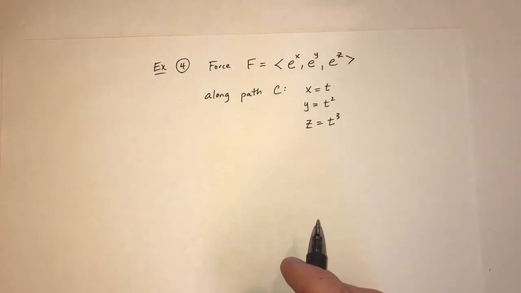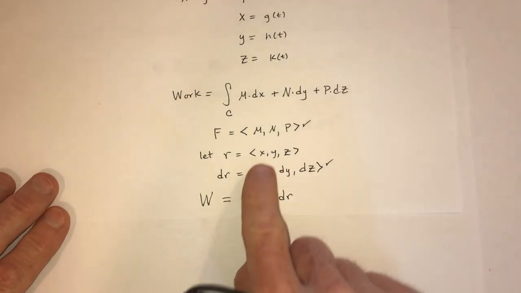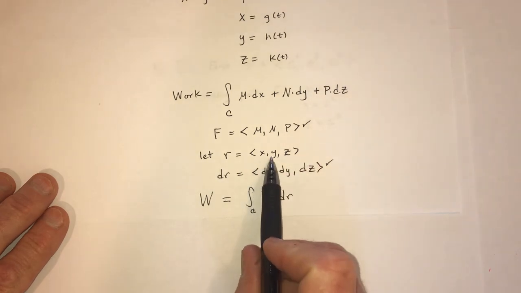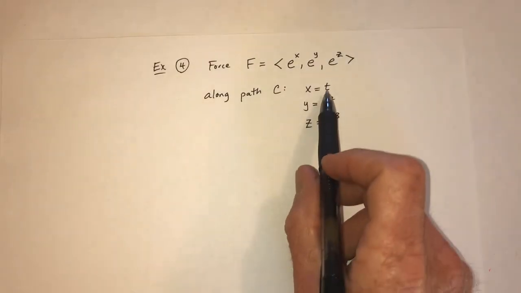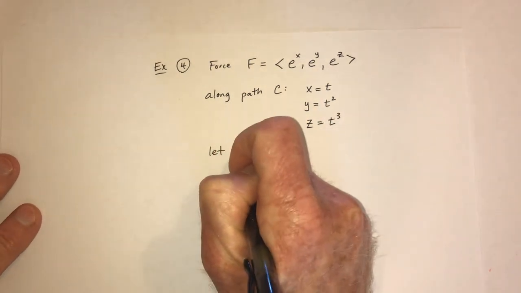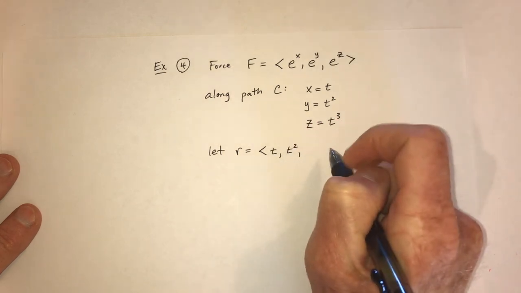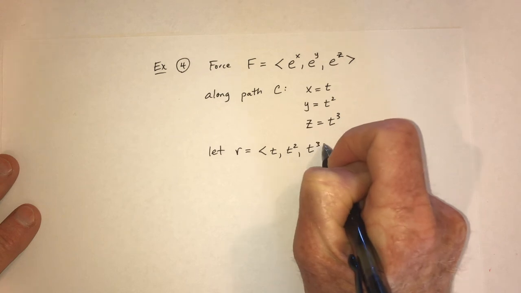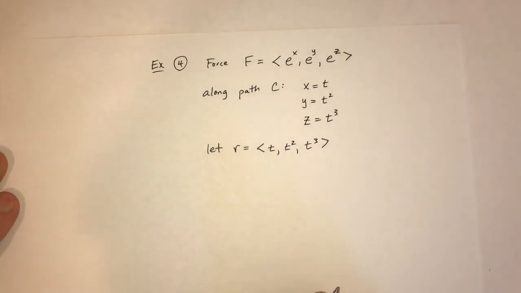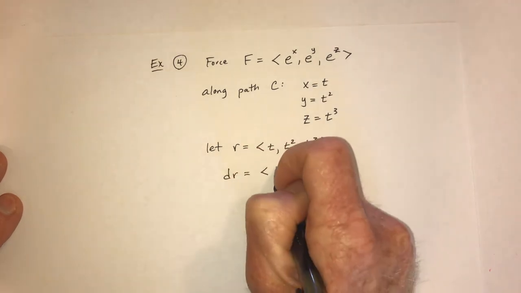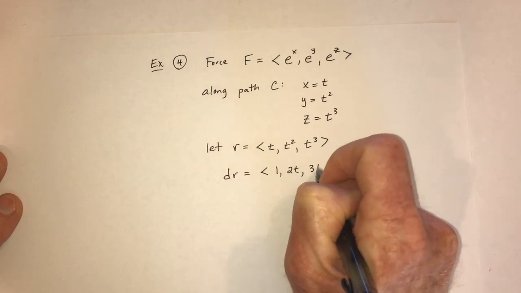Now, as I just said, there's this shortcut. There's this little shortcut formula. And in that case, r is equal to x comma y comma z. But I just wrote down what x and y and z equal. They equal these guys right here. So let r equal the x, which equals t, the y, which equals t squared, and the z, which equals t cubed. And then find the derivative. So then dr is going to be a 1, a 2t, and a 3t squared.